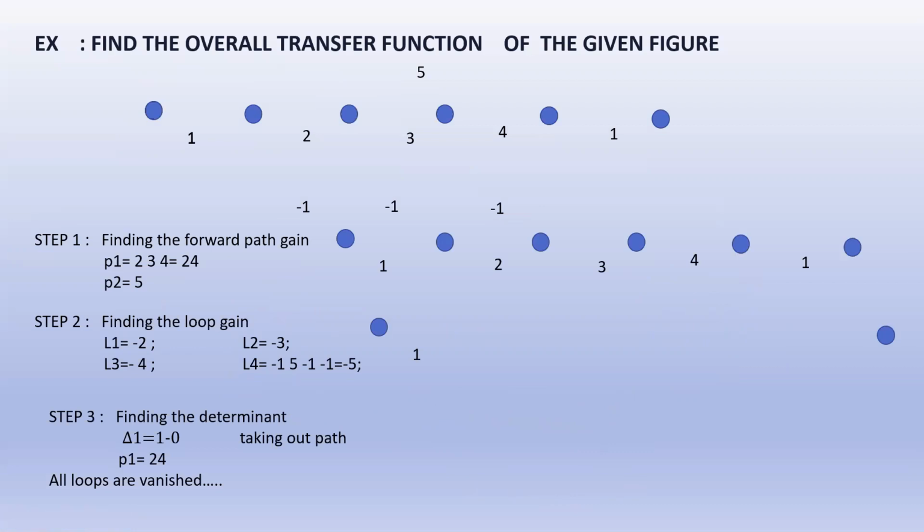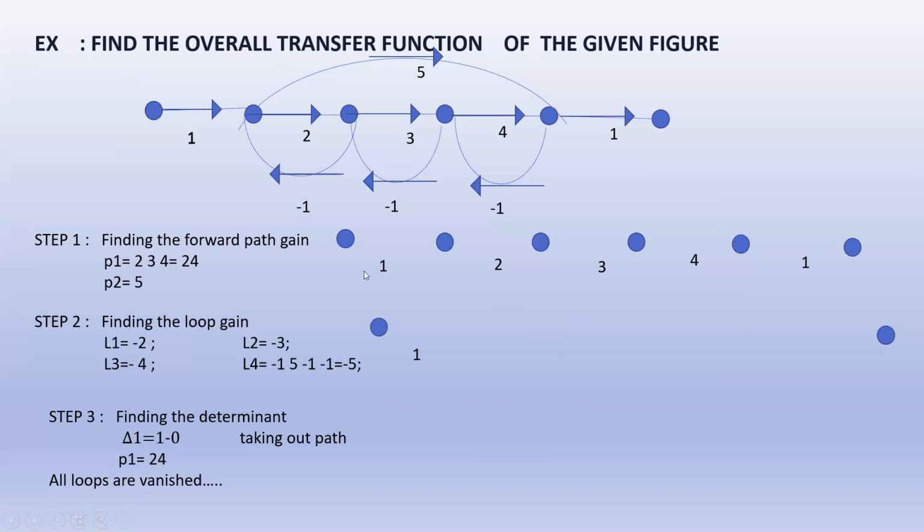Moving on to the next question, we have another signal flow graph over here. Let us try to solve the problem involved in this. We have to find out the overall transfer function for this signal flow graph. Step one is to find out the forward paths, how many forward paths are there. By observing keenly, we have two paths over here, that is from 1 2 3 4 to 1.